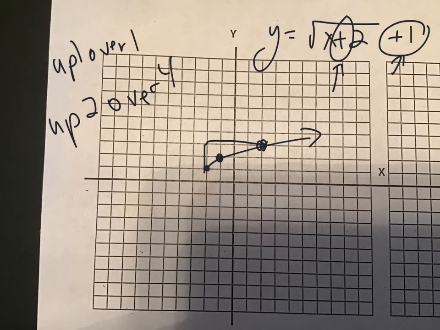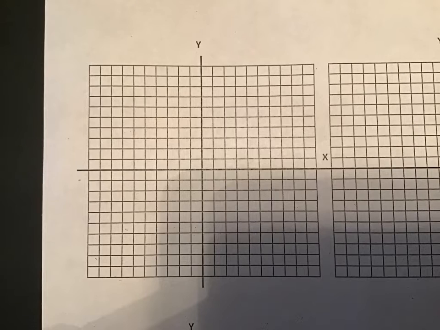Okay? And that's all you need. You only need those 3 points. This is your vertex, and then these 2 guys going with it. Okay? I mean, we could continue. It'd be up 3 over 9, etc. But there's no real point in doing that. All right, let's try one more.